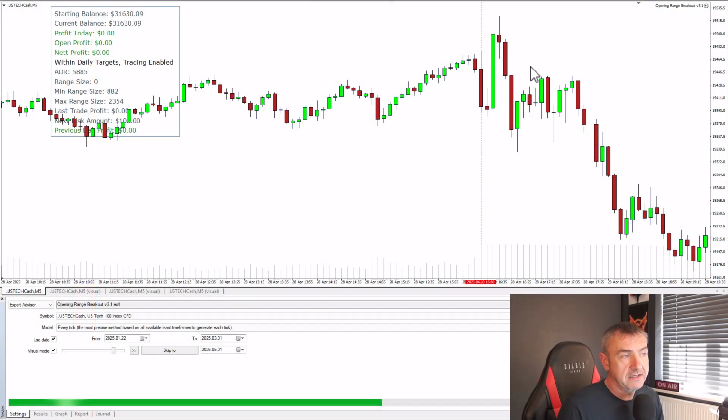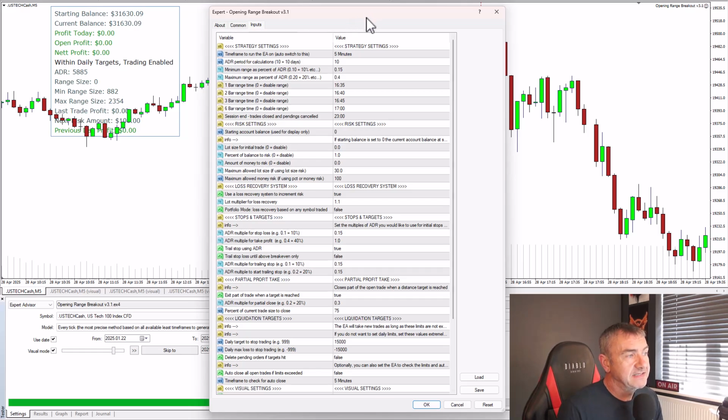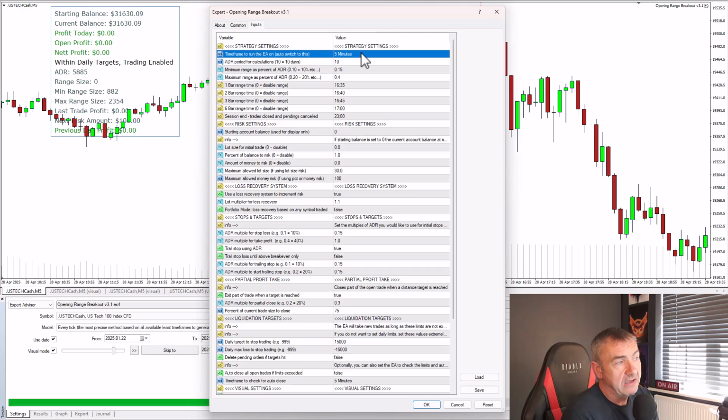I'm going to go through the logic now of the EA and how the EA works. Within the EA settings, you've got multiple inputs here in the strategy settings section. You can select the time frame that you want the EA to run on. At the moment, it's set on 5 minutes.